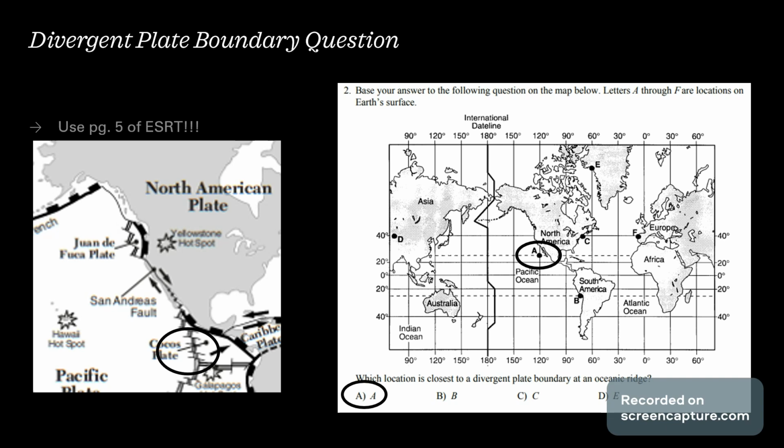If we look at the other options, if we look at B, those are going to be convergent plate boundaries, something we'll talk about momentarily. C, no plate boundary exists there. Same with F and E. And then D is interesting, and that is mainly going to be a transform plate boundary over at D.